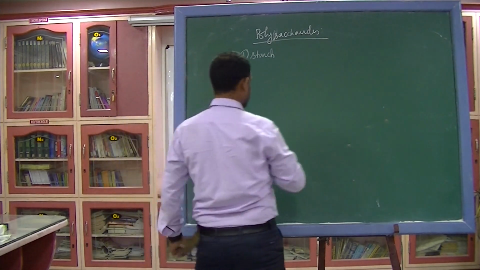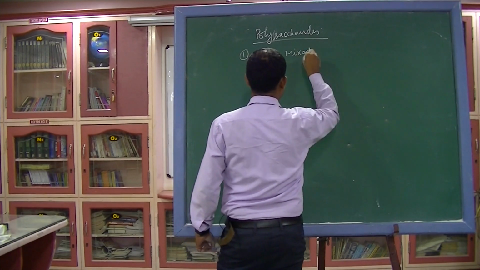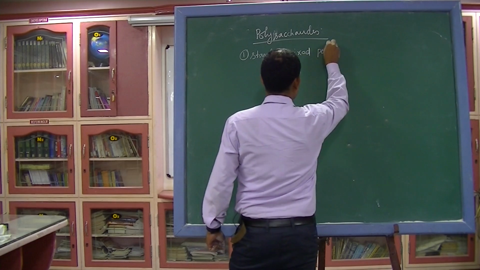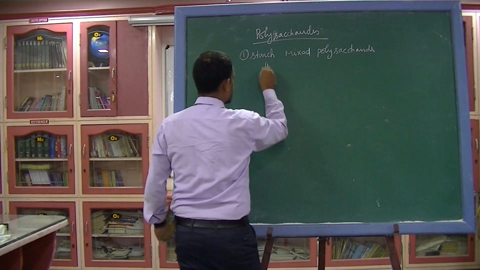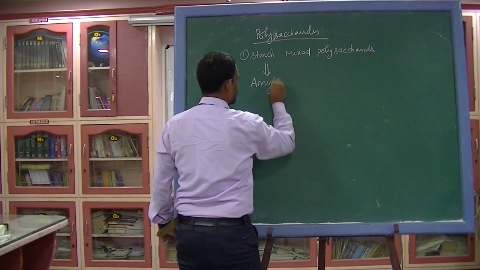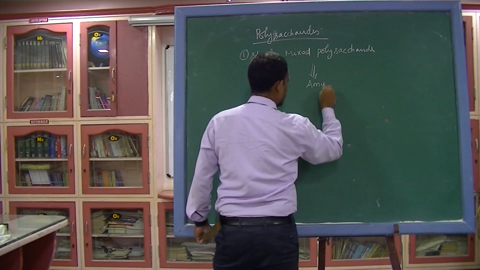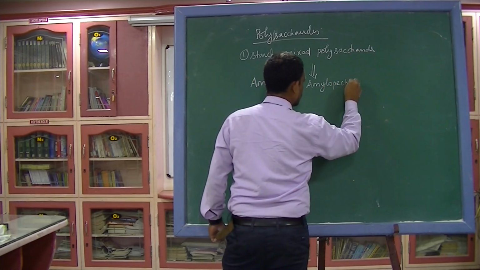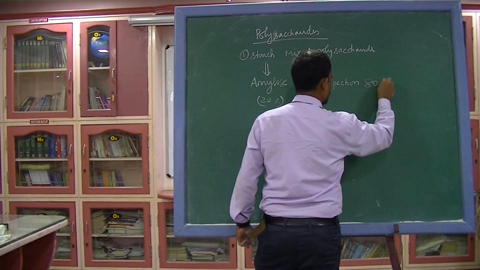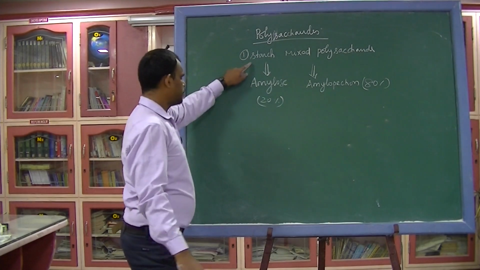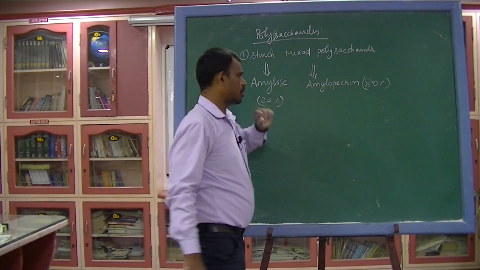So it has a mixture of polysaccharides, am I right? This is a mixed polysaccharide because it has two units. One part is amylose, the other part is amylopectin. Amylose is 20% and amylopectin is 80% in starch.